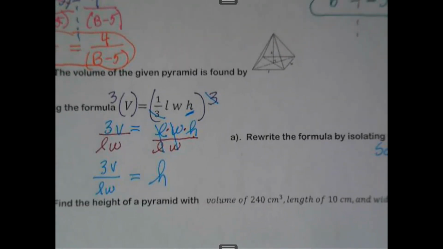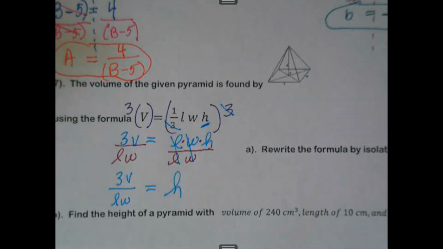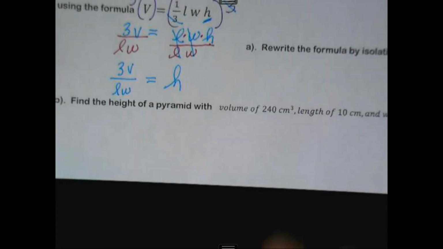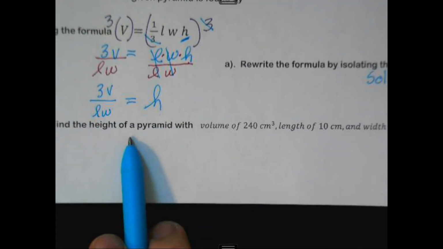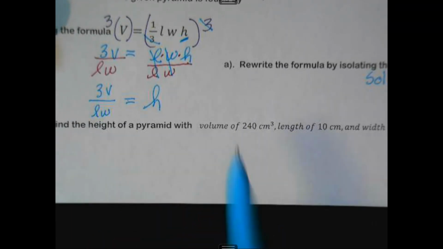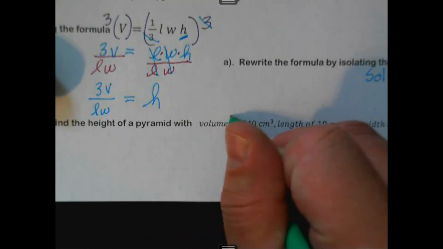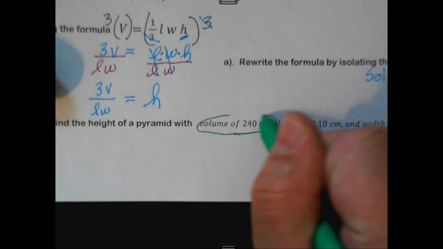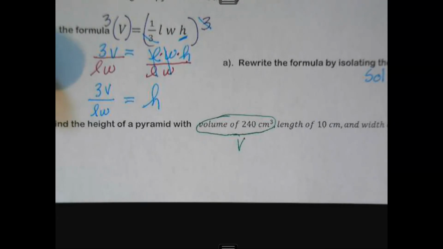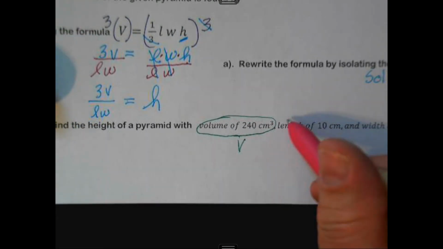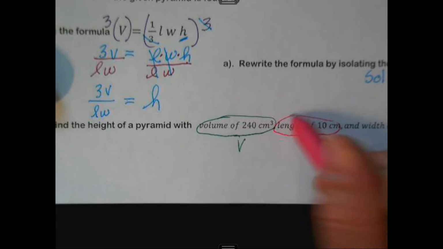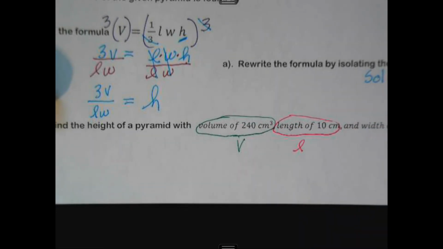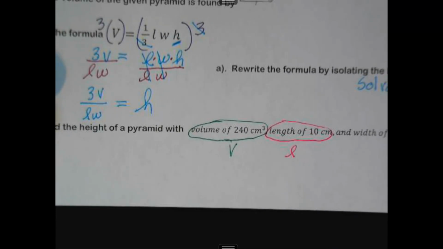Okay, then in B, it says, find the height of the pyramid when the volume is 240. So there's my V. That's my V. The length is 10 centimeters. So there's my L. And the width is 9. So here's my W, it's 9.